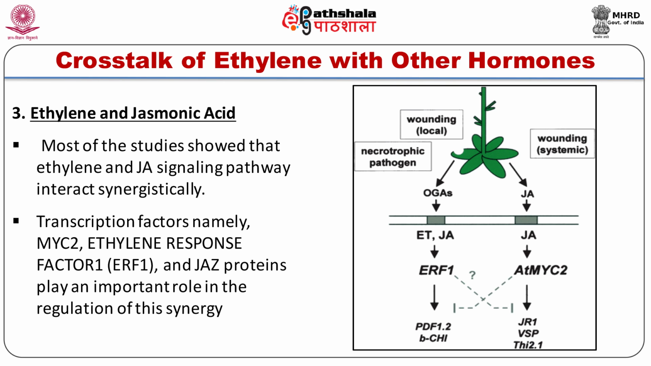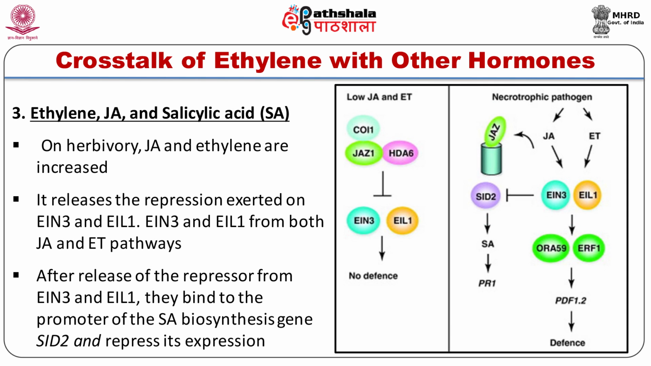After an attack by herbivore or a necrotrophic pathogen, both ethylene and jasmonic acid are increased. Elevated jasmonic acid is rapidly conjugated with isoleucine and binds to coronatine insensitive 1 and facilitates COI1 dependent degradation of JAZ repressor protein. This releases the repression exerted on EIN3 and EIL1. EIN3 and EIL1 integrate both jasmonic acid and ethylene pathways and activate JA and ET responsive defense genes such as plant defensin 1.2 or PDF1.2.